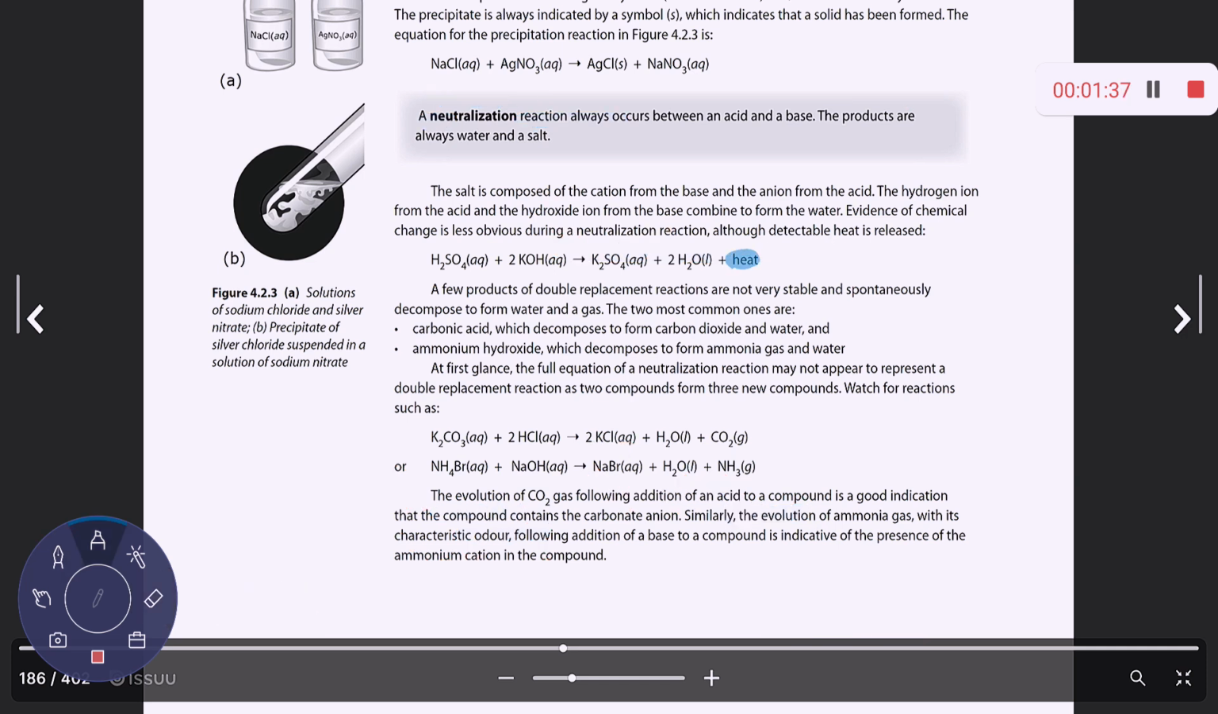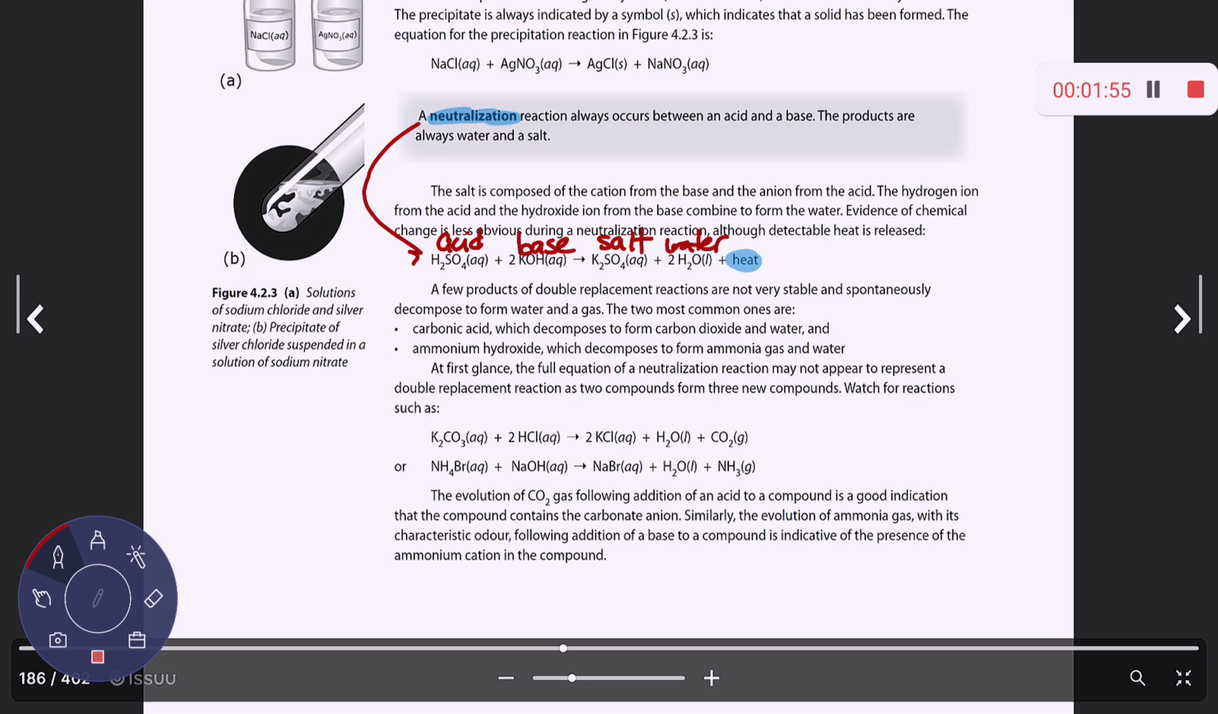Notice they're showing you heat on the product side of this neutralization reaction. Here's your sulfuric acid combining with potassium hydroxide, which is your base, and then potassium sulfate is your salt, and then here is your water.